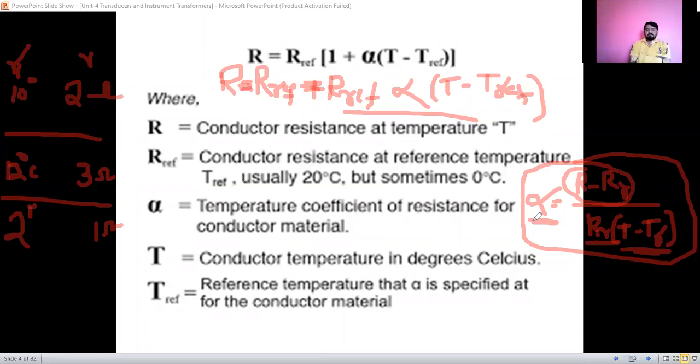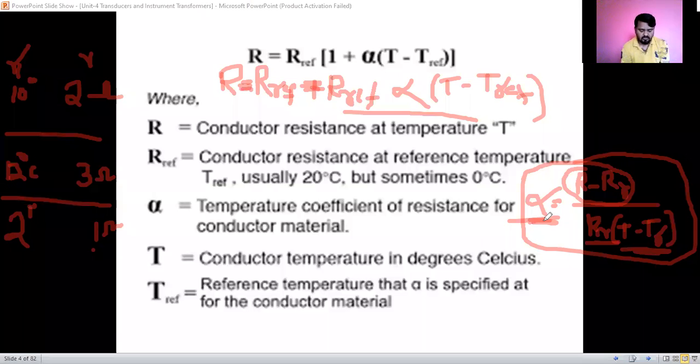Per degree change of resistance, the factor per degree Celsius temperature change. If the temperature changes per degree, the resistance will change. If the resistance is changed, the per degree factor of that is called the resistance temperature coefficient, which also changes here. Understood?